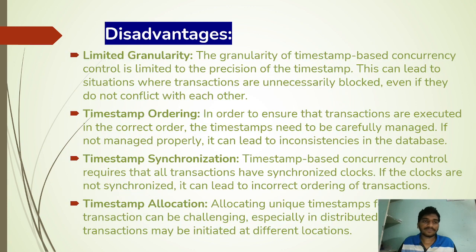In the case of disadvantages, there are mainly limited granularity, timestamp ordering, timestamp synchronization, and timestamp allocation. First, limited granularity. The granularity of timestamp-based concurrency control is limited to the precision of the timestamp. This can lead to situations where transactions are unnecessarily blocked, even if they do not conflict with each other.